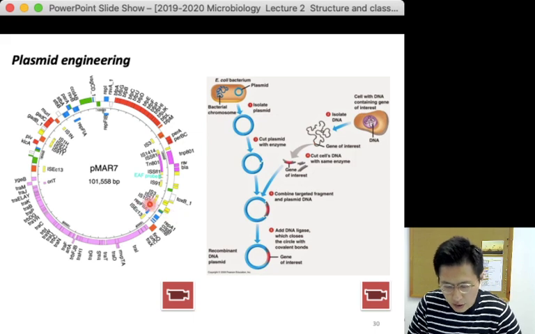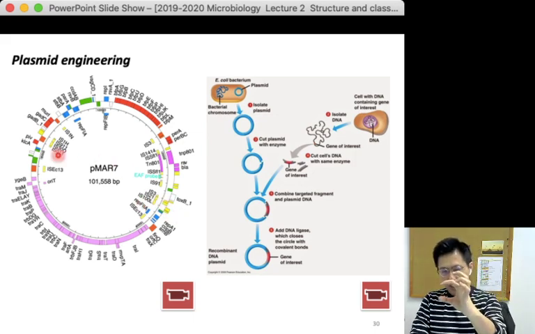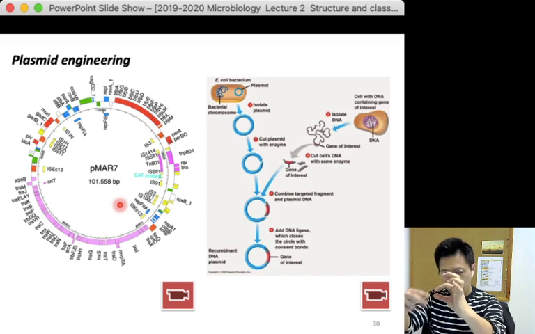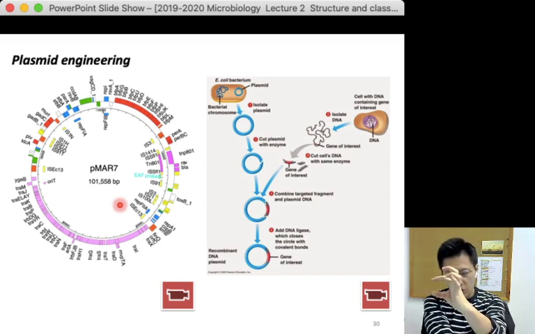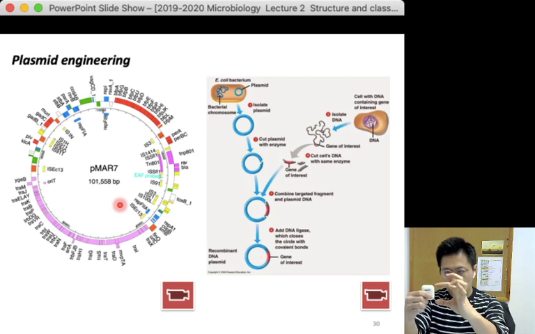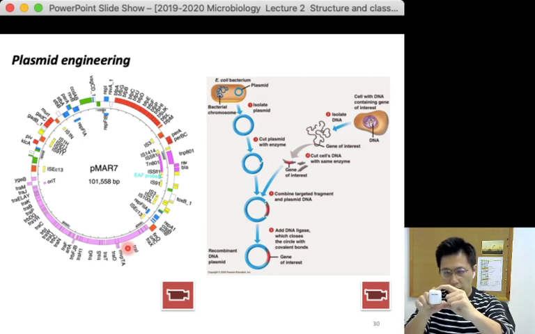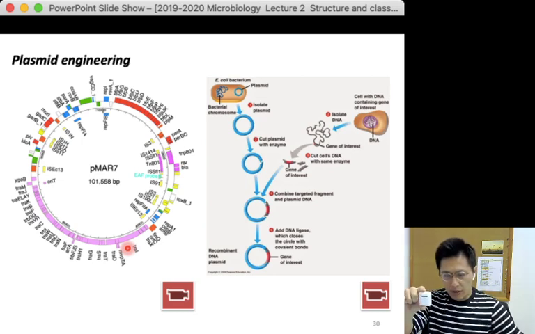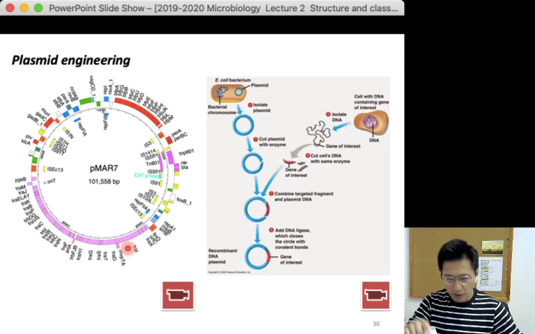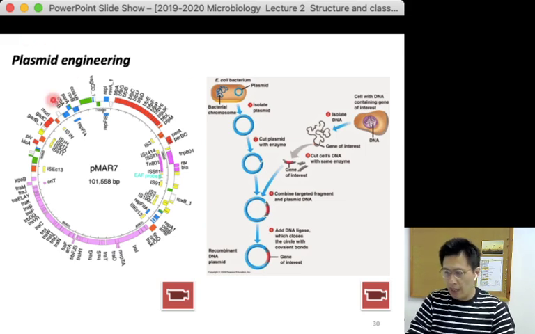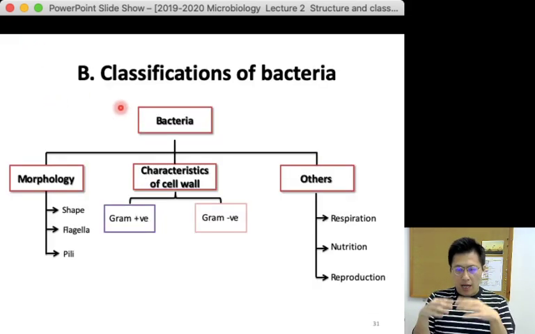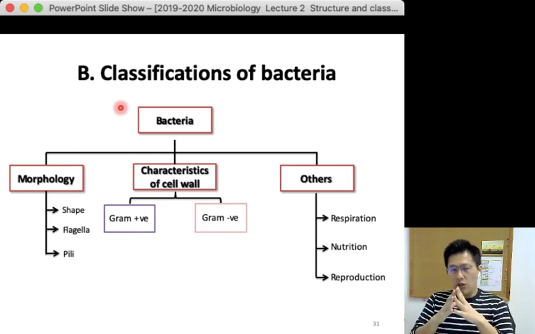So we use the restriction enzyme. This is the plasmid. With the restriction enzyme, we cut it wide open. And then this is the insulin gene, so we insert it into the plasmid, and we put the plasmid back into the bacteria, so they can read the insulin proteins, and this is how insulin is made from plasmid engineering. Right, so that's all about the general structure of the bacteria.